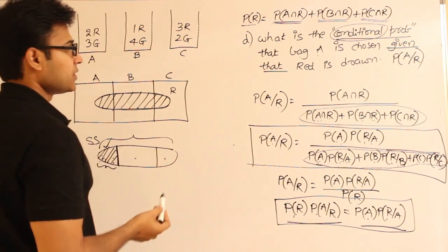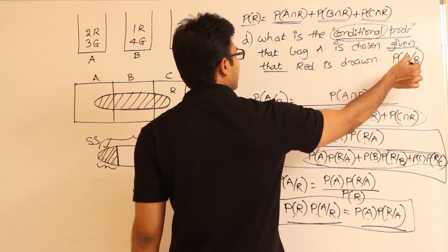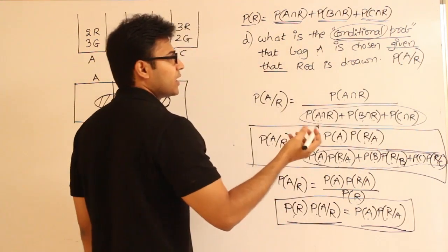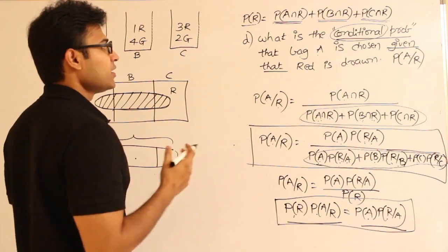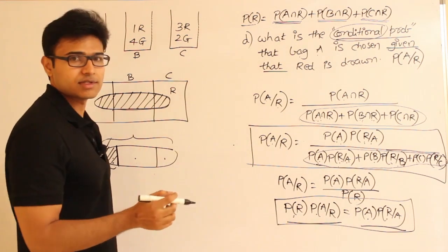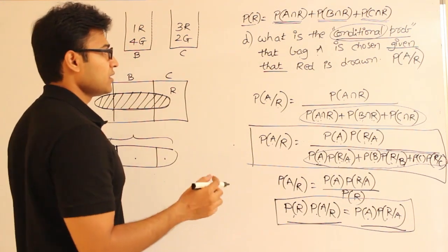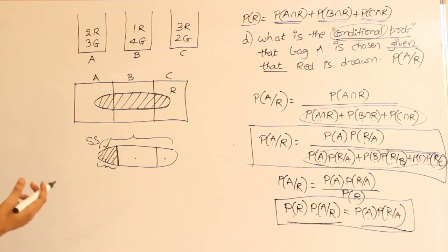Or another way of asking the question is, they will say that it is known that a red ball has come out, then what is the probability that bag A is chosen? Again, whenever they say "it is known that," it means it is given that. So whenever the phrase is "known that" or "given that" or conditional probability, you should guess that the question has to be solved this way.